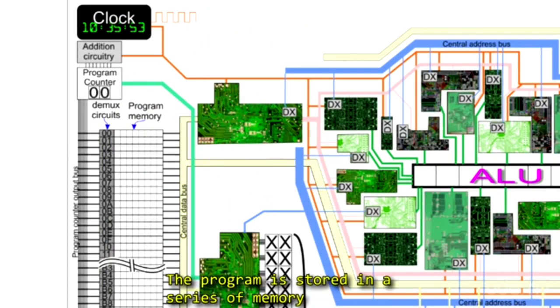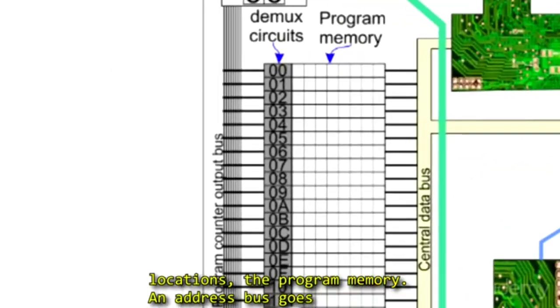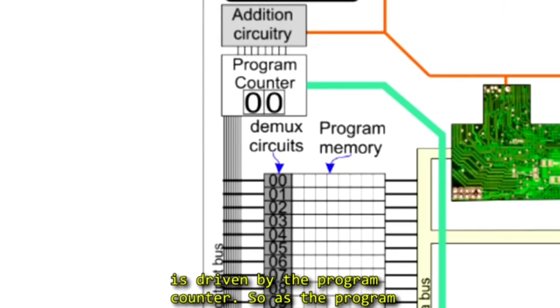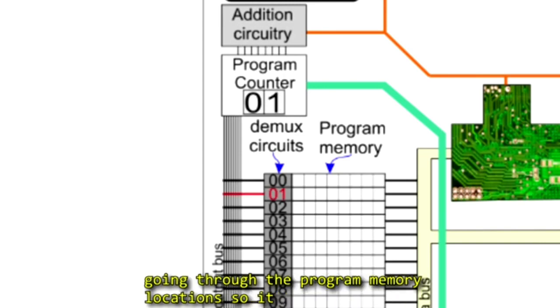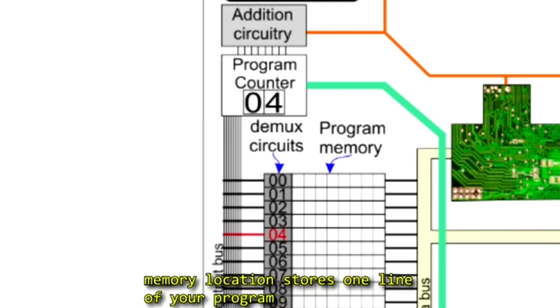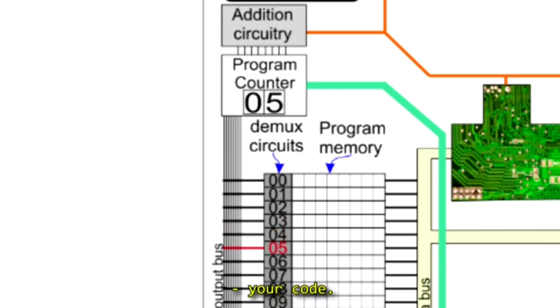The program is stored in a series of memory locations, the program memory. An address bus goes to each of those memory locations. That address bus is driven by the program counter. So as the program counter counts up with each clock pulse, it keeps going through the program memory locations, so it goes through the program one line at a time. Each memory location stores one line of your program, your code.